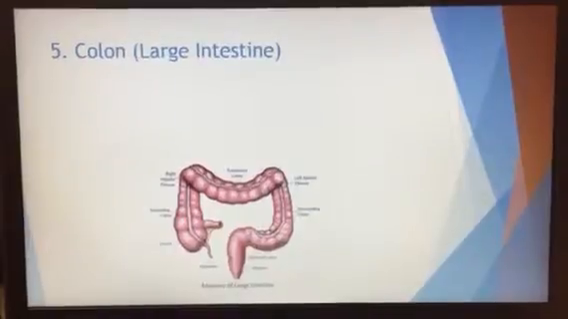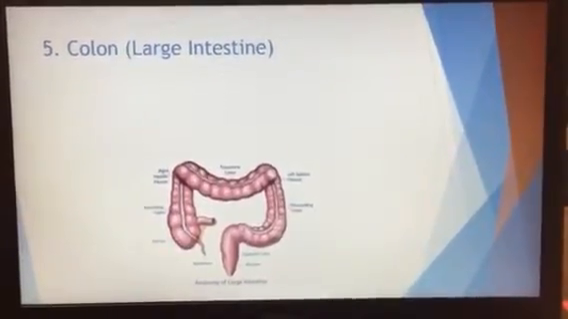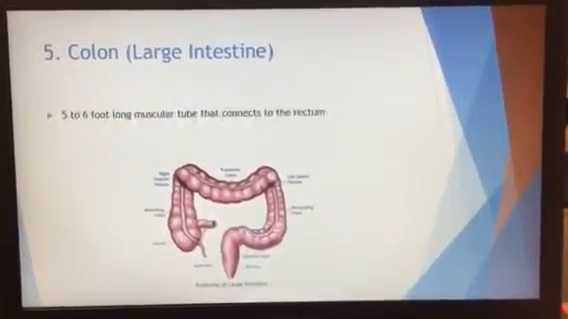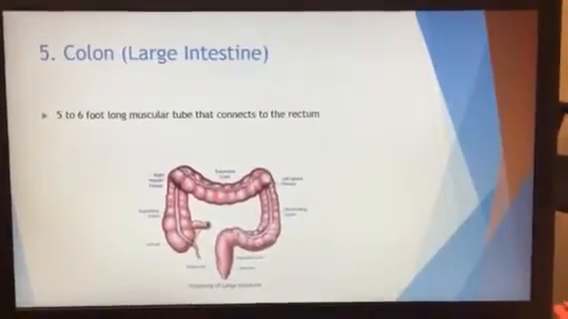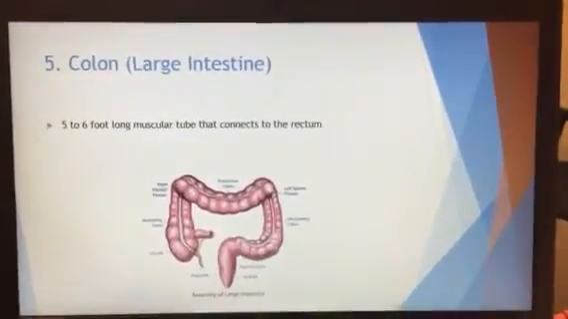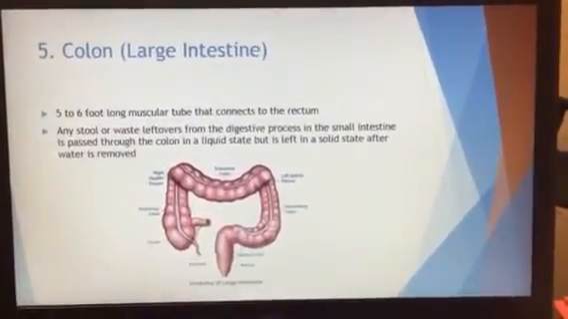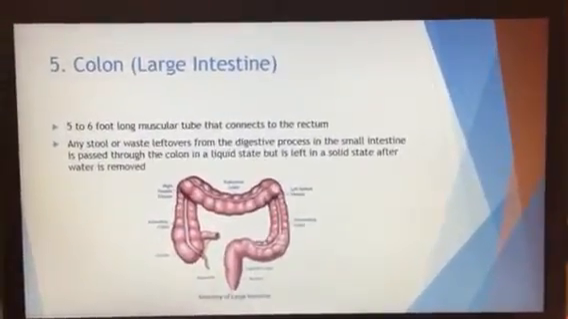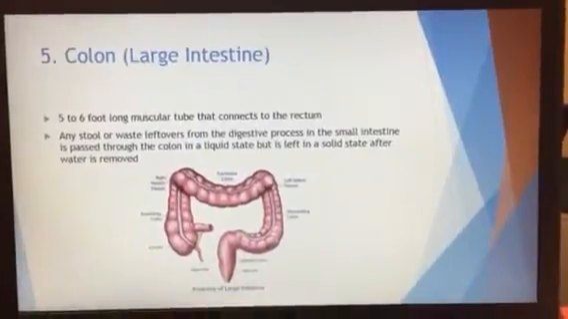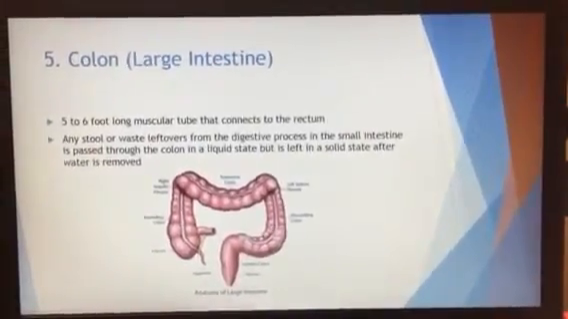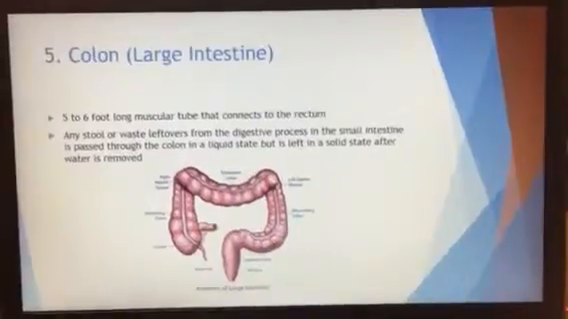From the small intestine, it goes on to the large intestine, which is also known as the colon. It's a 5 to 6 foot long muscular tube that connects to the rectum. Any stool or waste leftovers from the digestive process in the small intestine is passed through the colon in a liquid state, but is left in a solid state after the water is removed. I also have a video example of how the food passes through our body.